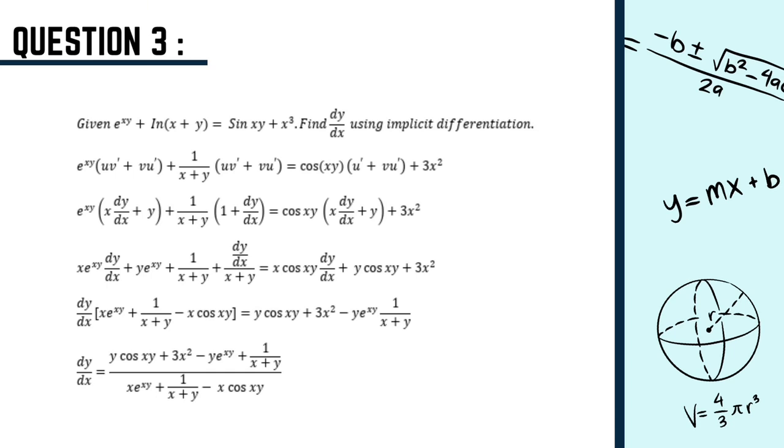Hence, the derivative of y with respect to x is obtained as a fraction where the numerator consists of y times cosine of x times y plus 3x squared minus y times the exponential of x times y plus 1 over x plus y, and the denominator consists of x times the exponential of x times y plus 1 over x plus y minus x times cosine of x times y.